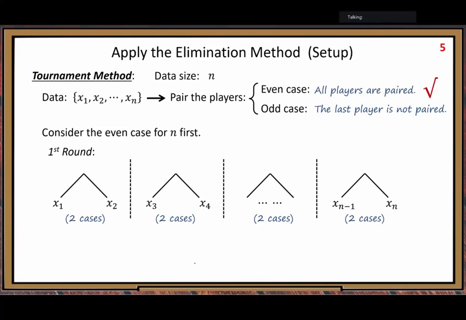Two, because how many pairs? Think. You have total n elements. N elements divided by 2, right? We assume n even, divided by 2. So you have n over 2 pairs. You have this many pairs. So how many cases do you have?